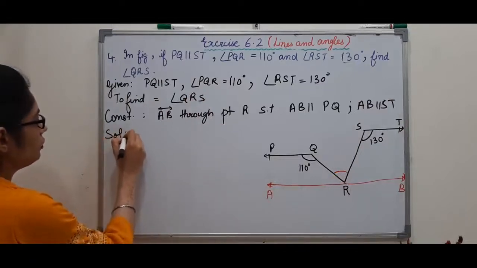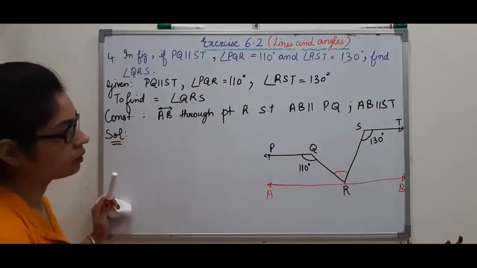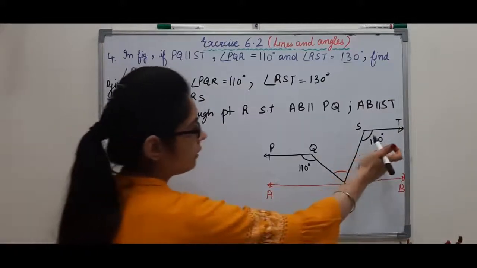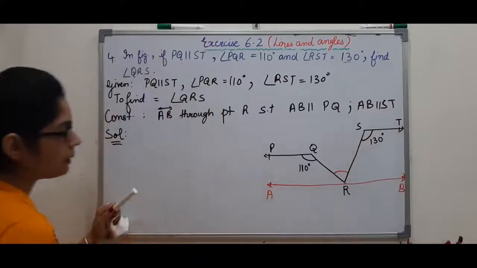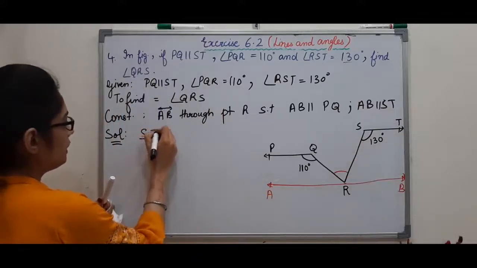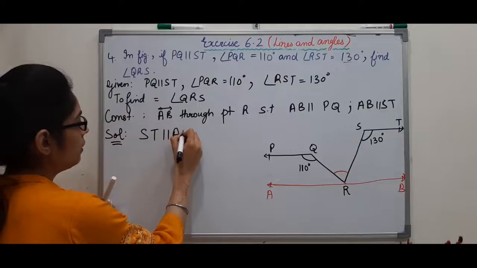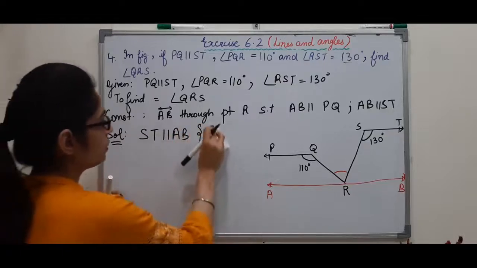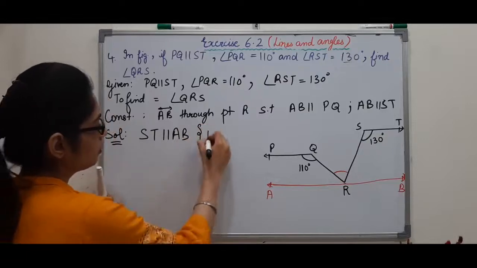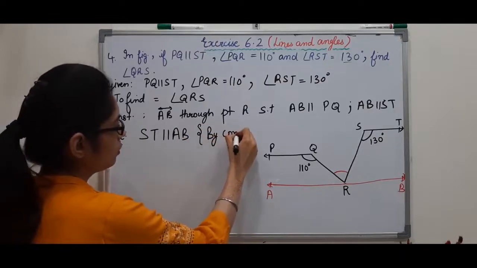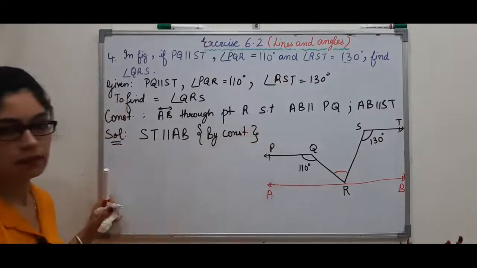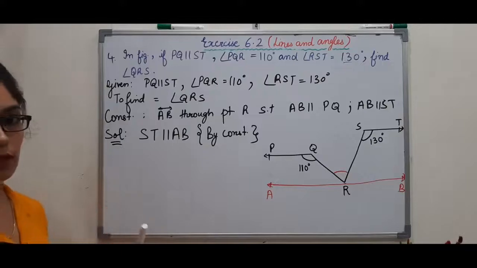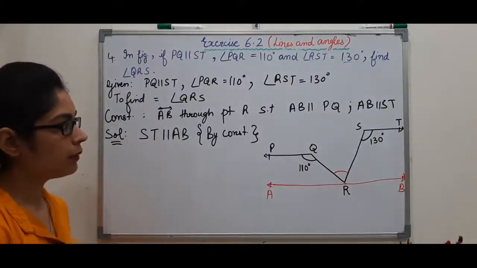Now, solution. First of all, let's take these two lines, ST and AB. ST is parallel to AB. The reason we can mention is by construction, because by construction this AB is parallel to ST. Every reason should be mentioned properly.